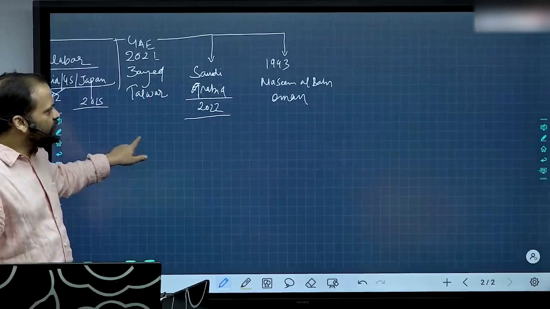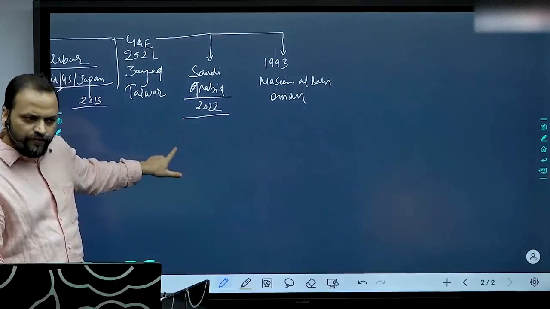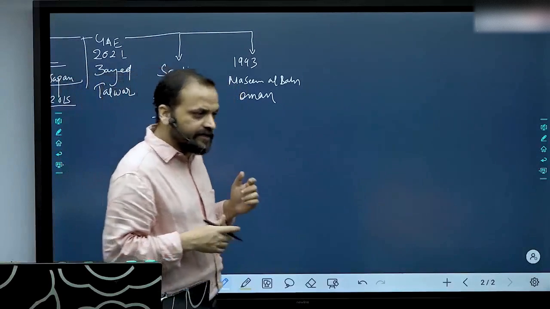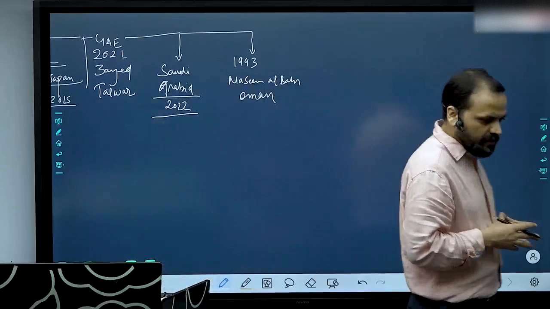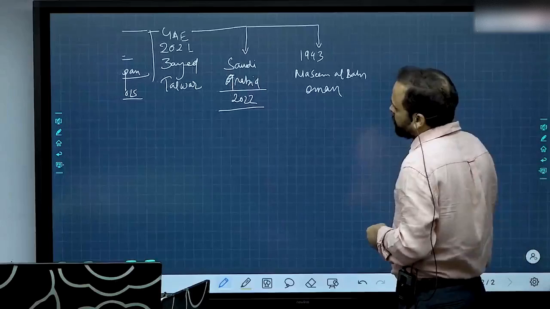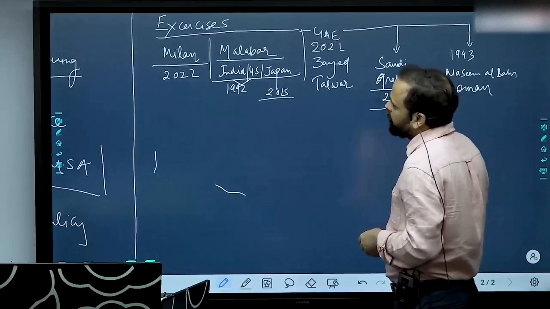Saudi Arabia, I am forgetting the name, but with Saudi Arabia also we have started an exercise, right? Nasim al Bahar is an old exercise with a country in the Indian Ocean region, right? So that's the example of what India is doing.